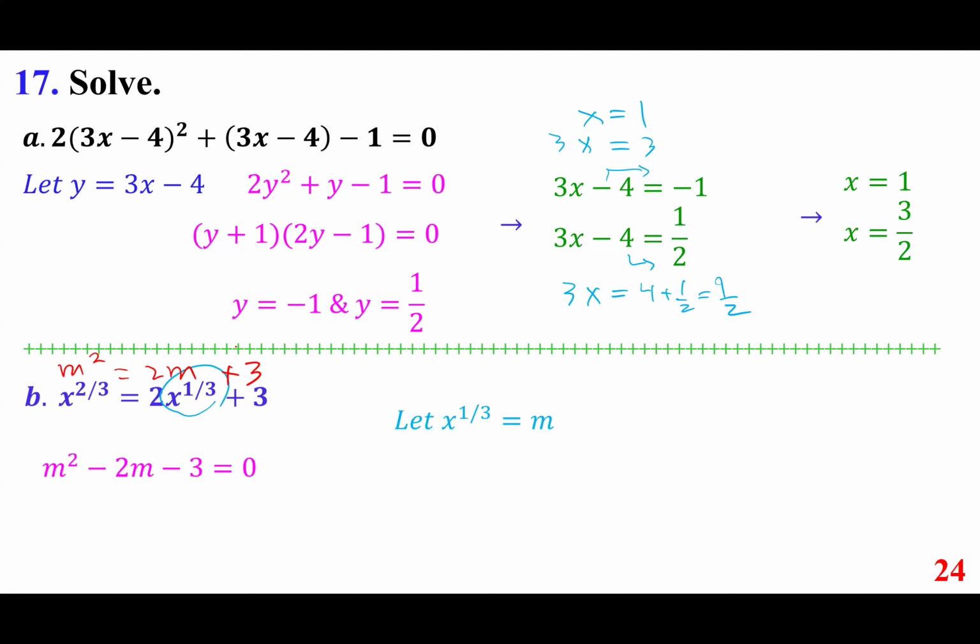All right. Now it's a simple case of factoring. You want two numbers. The product is -3 and the sum is -2. The two numbers are -3 and +1. So m is either +3 or -1.